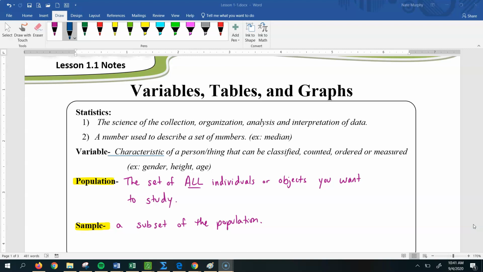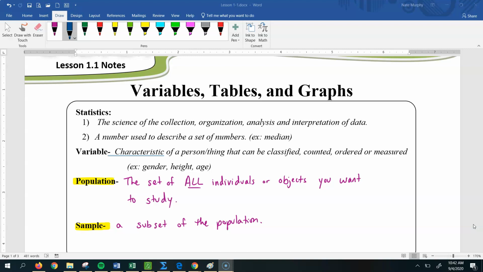All right, let's talk about a population and a sample. So when we talk about a population, we're referring to the set of all the individuals or objects you want to study, versus a sample, which is a subset of the population. So what does that mean as far as how we can look at that? Well, let's just look at a school, for example. The amount of seniors in an entire school would be the population of that study.